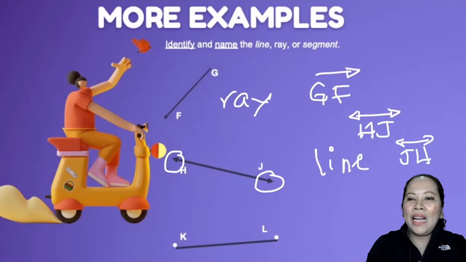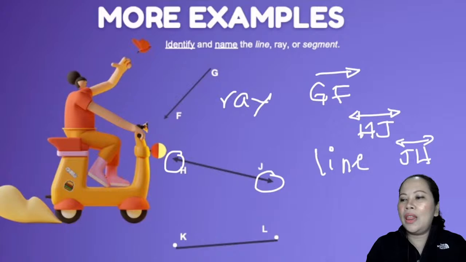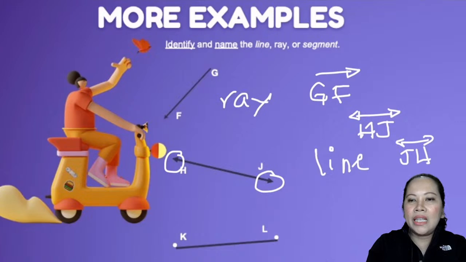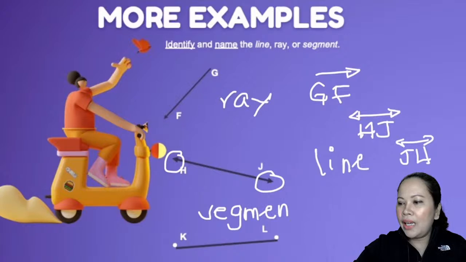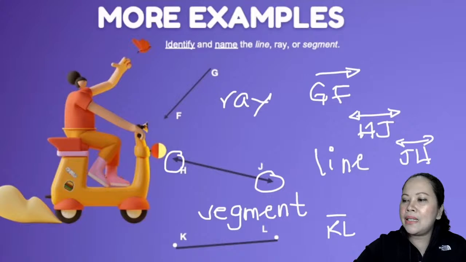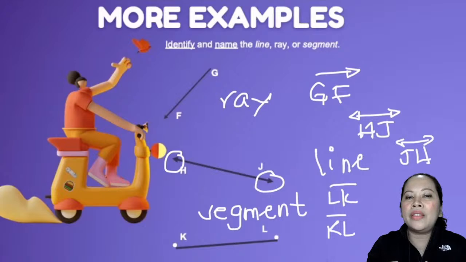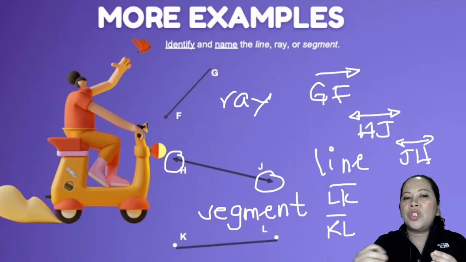Okay, how about the last one? Is it a segment, a ray, or a line? Come on, we can do this. The last one is a segment. So when you name it, it will be segment KL. Yes, that's correct, Ambry, or LK. So I think the only one that has a specific direction is the ray. GF, meaning the endpoint is where it starts and it's extended from there.